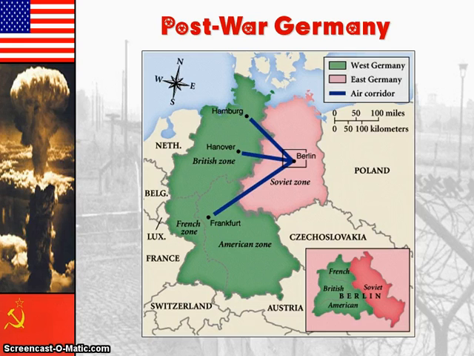After World War II, Germany was divided into 4 zones. The 3 zones in the West were united as pro-democracy countries. The Soviets had the Eastern Zone. Berlin was also divided.